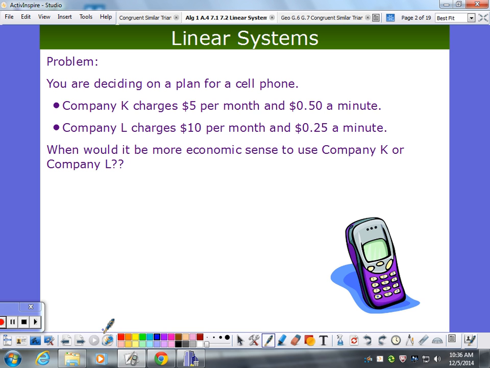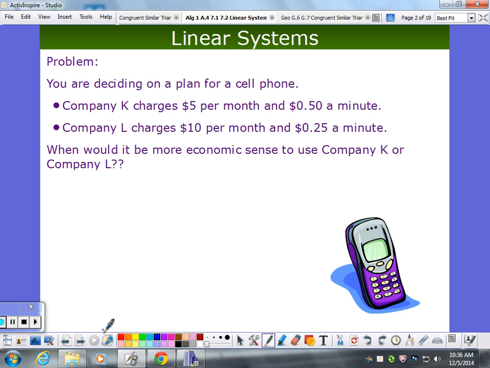And now you have to figure out, which one should I use? When would it make more economic sense to use one versus the other? How do you make a decision like this? How do you do it? If you spend a lot of time on your phone, you're a big talker, you say company L.